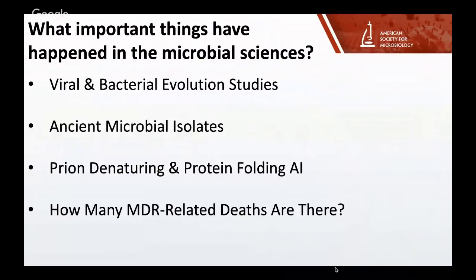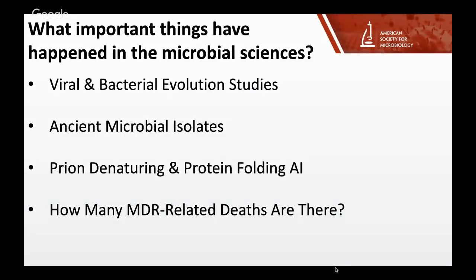We're going to look at a few ancient microbial isolates and what the microbes of the past can tell us about the future. We'll talk about prion denaturing and some protein folding artificial intelligence. And then finally, we'll end with a new report looking at how many multi-drug resistant related deaths there actually are.